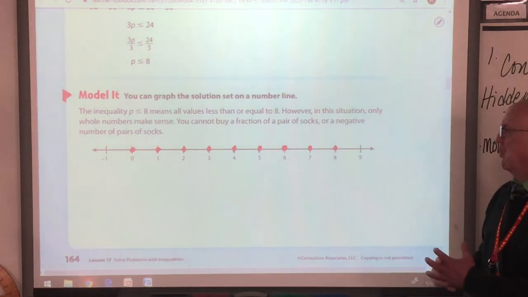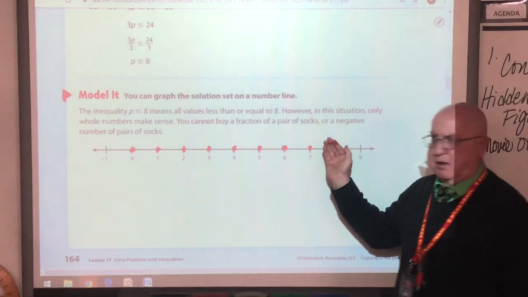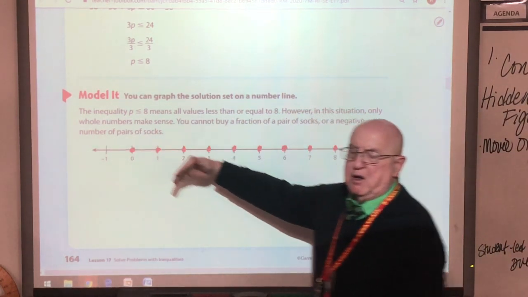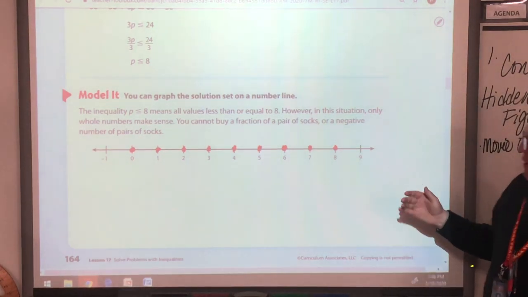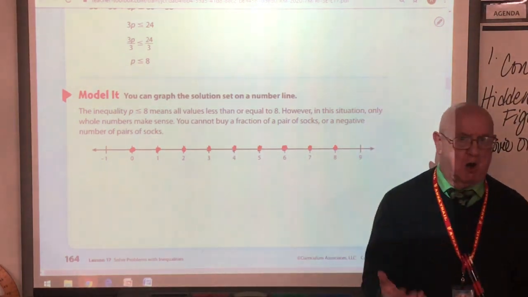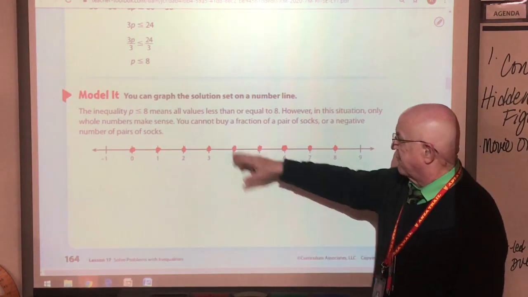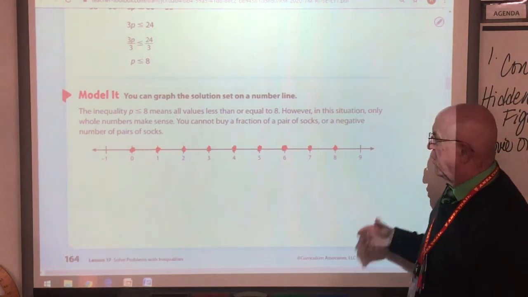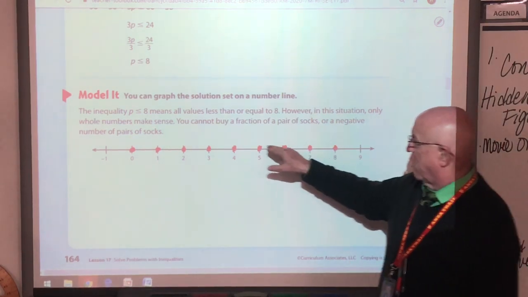Notice that we do not have an arrow pointing in this direction. There's a reason for that, because in this particular set, only the whole numbers are solutions. You can't buy a half a pair of socks. You can't buy 3.5 pairs of socks. So with that in mind, then we know that our solution set contains only the whole numbers.